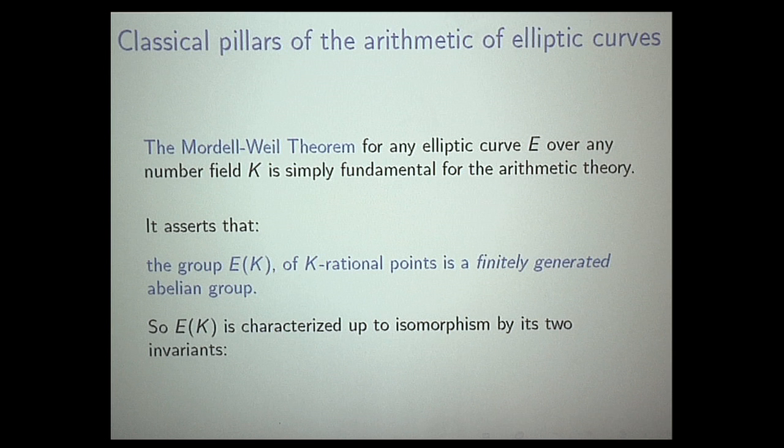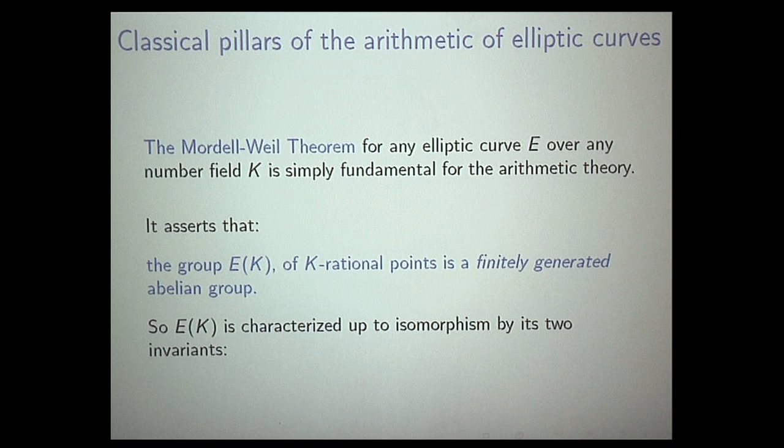Okay, the other classical pillar is much older. 1922 is when it was introduced. It's the Mordell-Weil theorem. 1922 was the theorem of Mordell, and extended by Weil a little later. And it says that the group of points of an elliptic curve over any number field is a finitely generated abelian group.